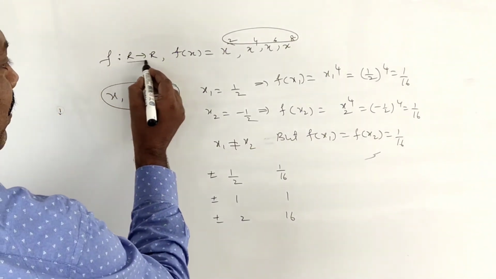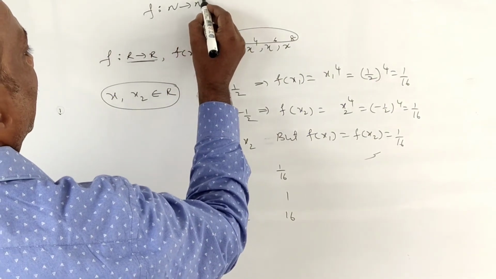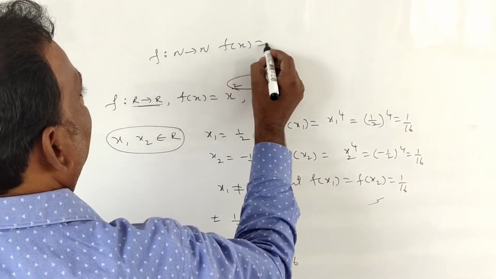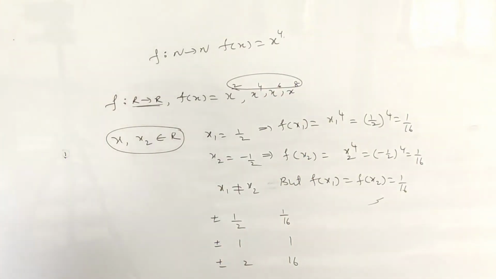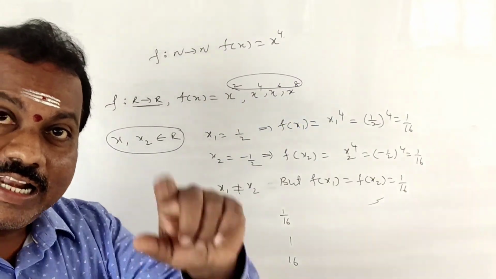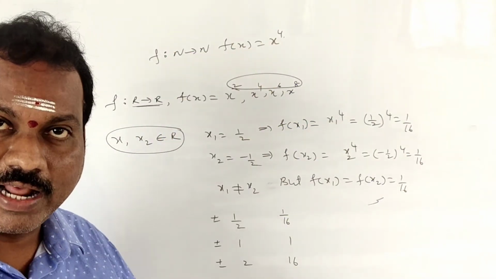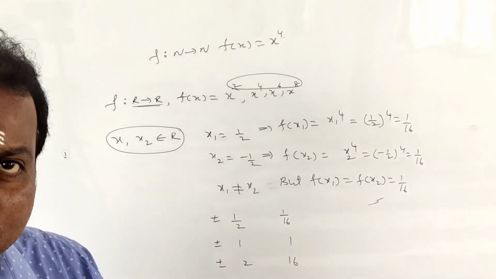They have given domain R to R. Suppose they are giving N to N, natural numbers to natural numbers, that time it must be different. If you are giving different natural numbers, different outputs only you will get. That time it is 1-1. Be careful, because negative numbers are not there in the natural numbers. In real numbers there are negative numbers.